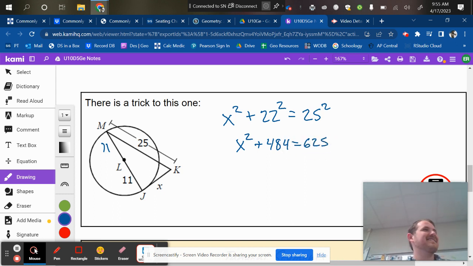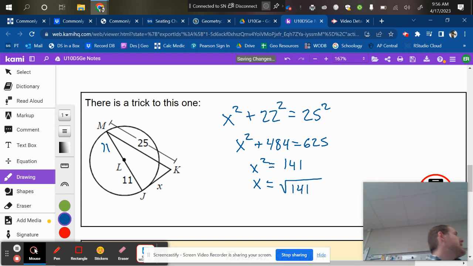Close. I appreciate the effort though. Moving that 484 to the other side, we've got 141, giving me radical 141 as my final answer. If you put that into a calculator, you would get a decimal as 11.9.